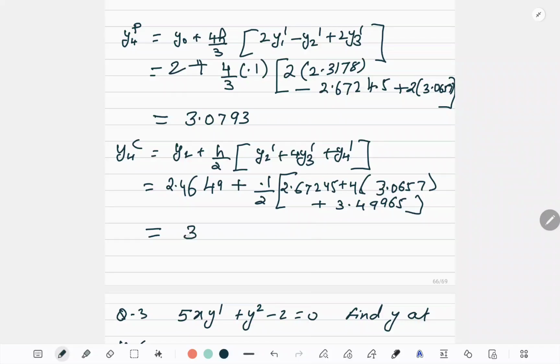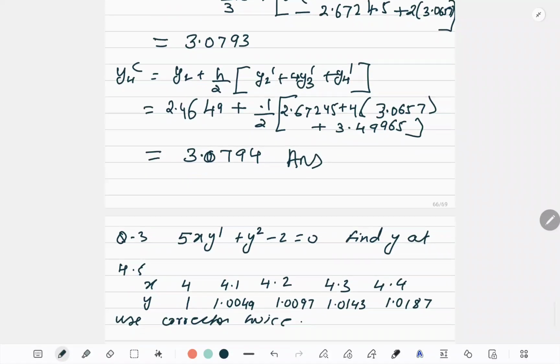So you will get 3.0794. There won't be too much difference. Almost a nearby answer you will get. If you are getting too much difference, go back and check if you have made any mistake. Okay, so this is the answer.